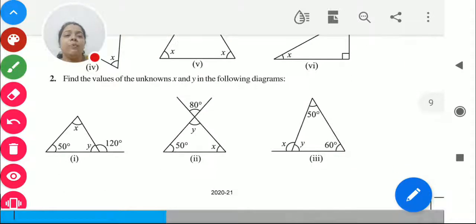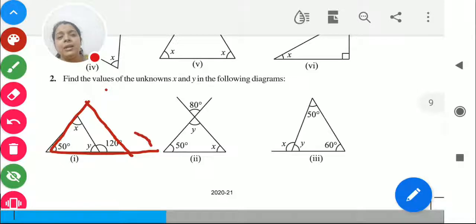Second, we got to know that if you go for this kind of figure, what do you find? That these two angles are actually adjacent to each other. In that case, these two combinedly together make it 180 degree.